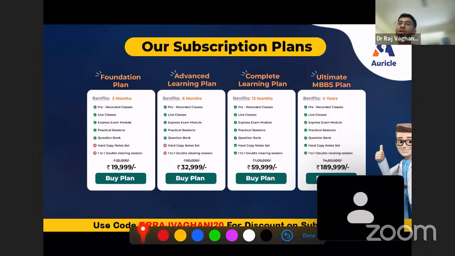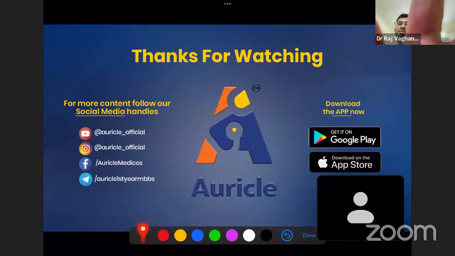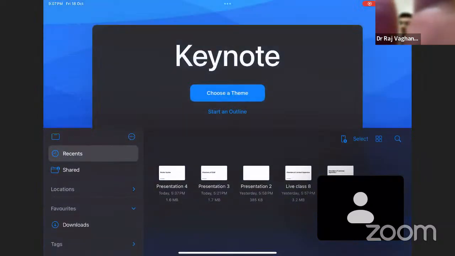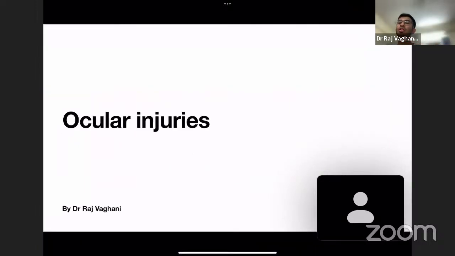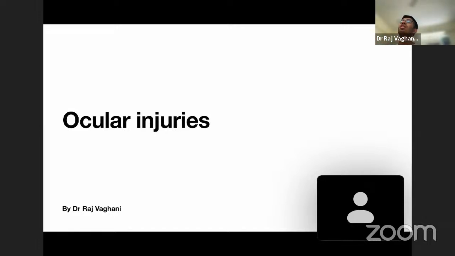Okay, so let us start today's topic, that is ocular injuries. So we are going to discuss the ocular injuries. Ocular means eyes. Injuries means, you can say, how do our eyes get injured? Injury as such is mostly not related to infection, but rather it is due to, for example, getting hit by someone, or some kind of accident. That kind of injury is classified as ocular injuries.